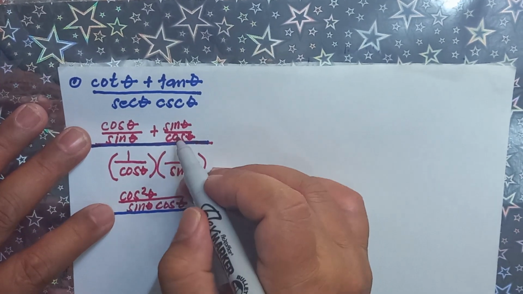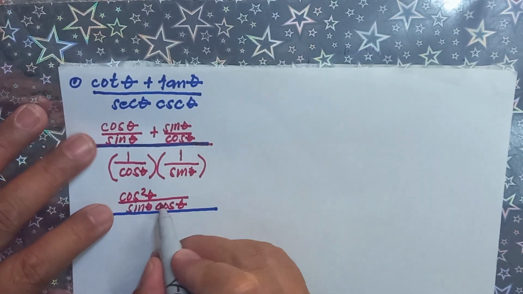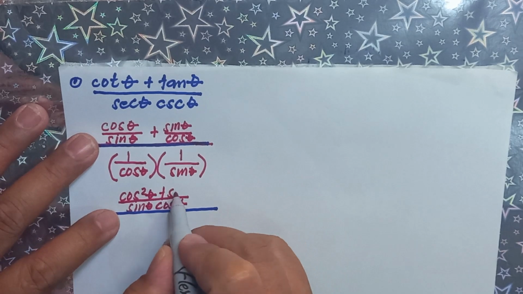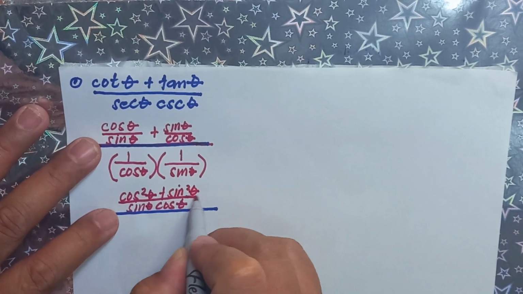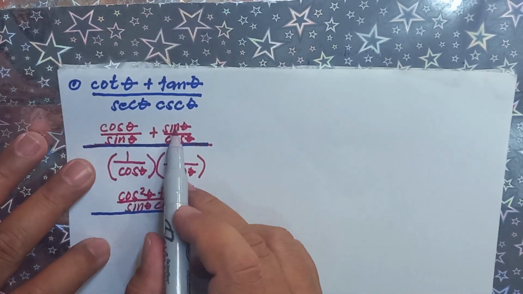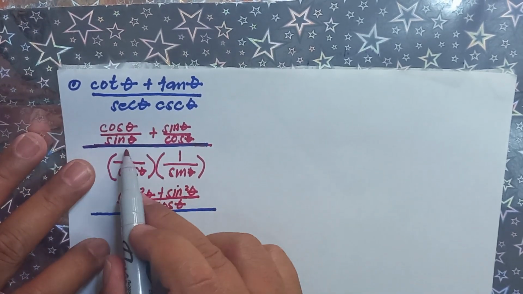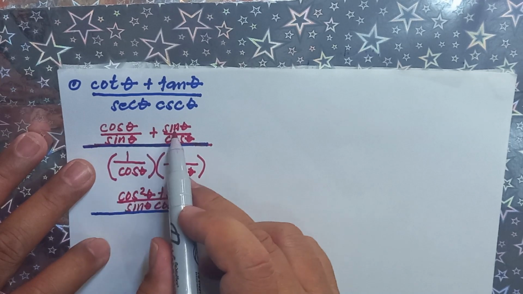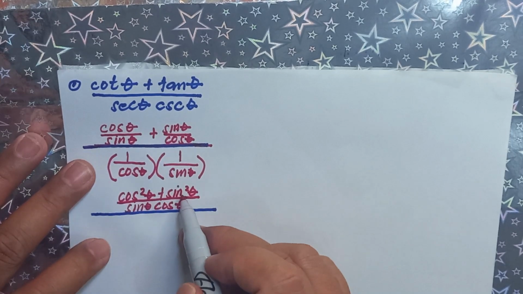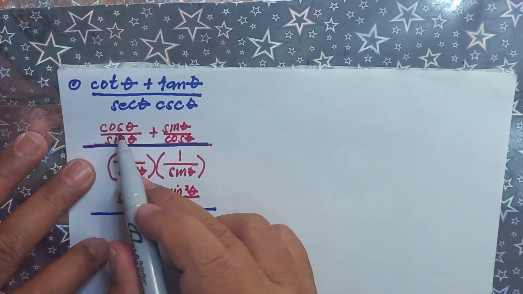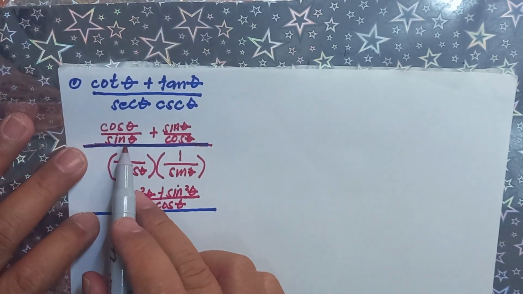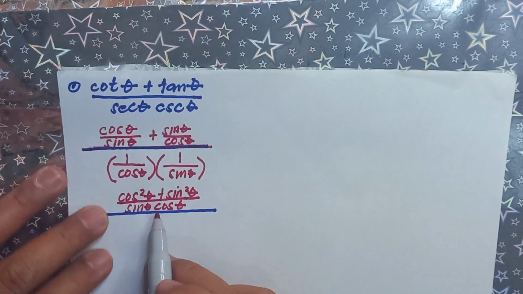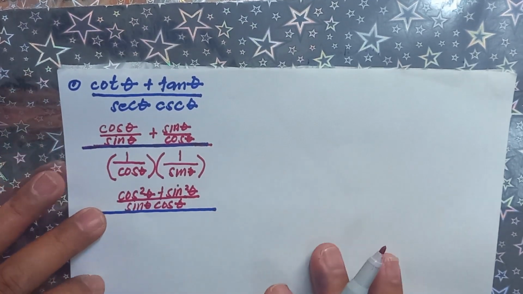Sine theta multiplied by this one is the same as plus sine squared theta. Actually, if you notice, we just cross multiply. Sine theta multiplied by sine theta will give you sine squared theta. Cosine theta multiplied by cosine theta will give you cosine squared theta. Of course, the denominator must be the LCD, or the product of the two fractions.